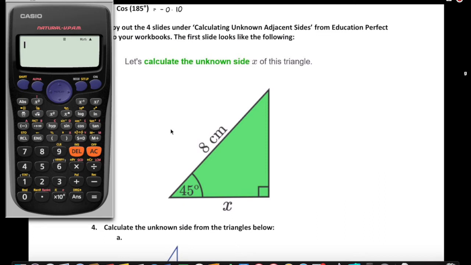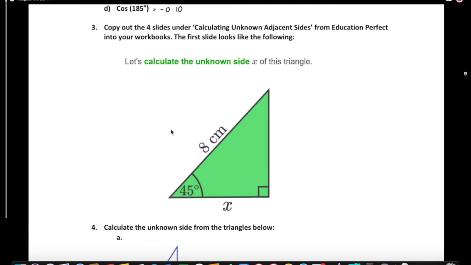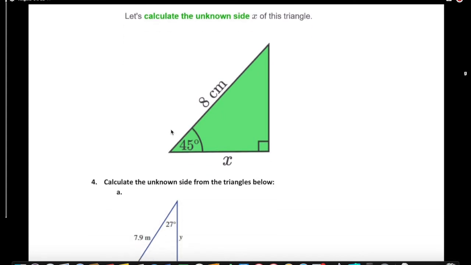So now the next question we have here says to copy out the 4 slides under calculating unknown adjacent sides from Education Perfect, and that the first slide looks like the following. So what we're going to do here is we're going to calculate the unknown side length. So here we've got our adjacent, which is represented by the letter X. We have our reference angle, and we have our hypotenuse, which is represented by 8 centimeters.